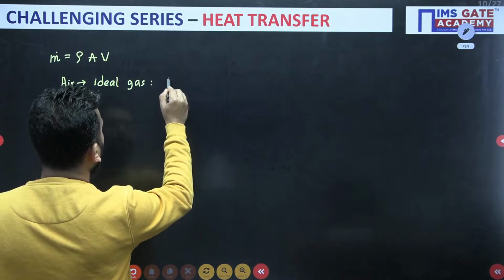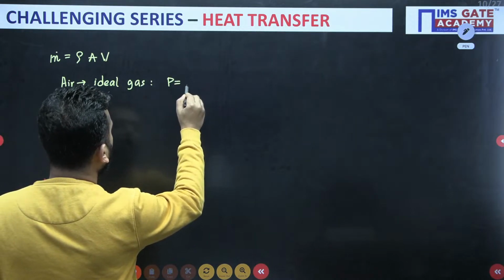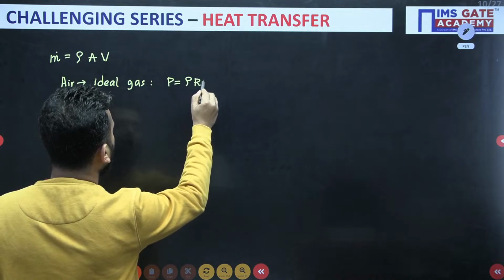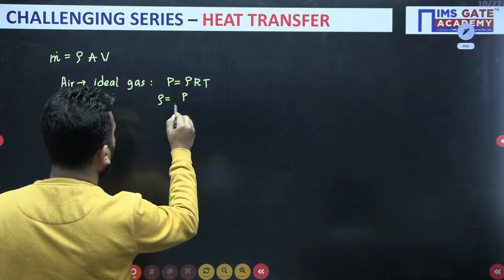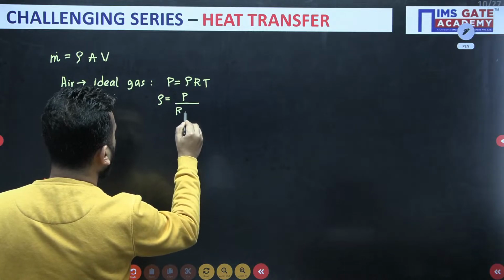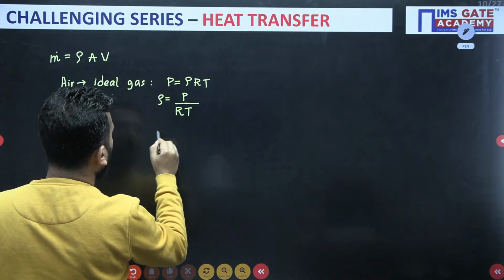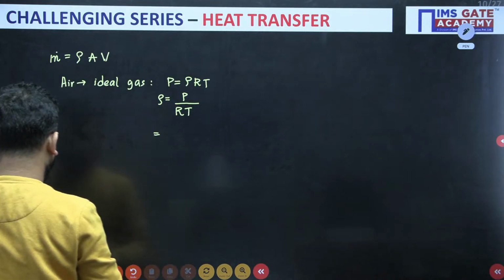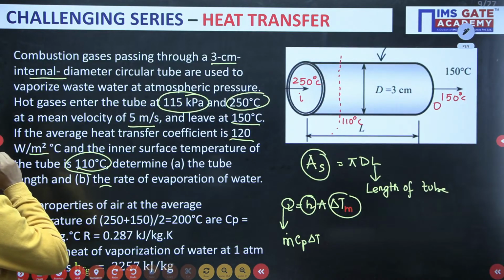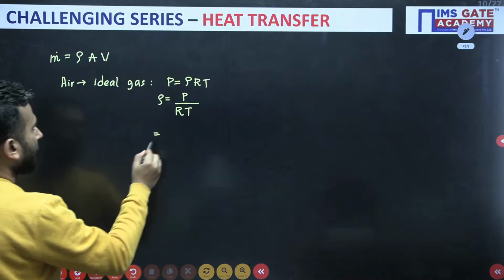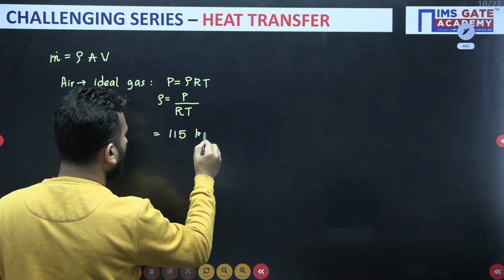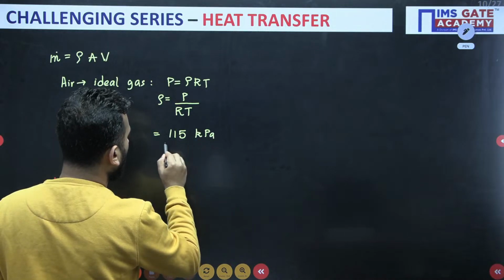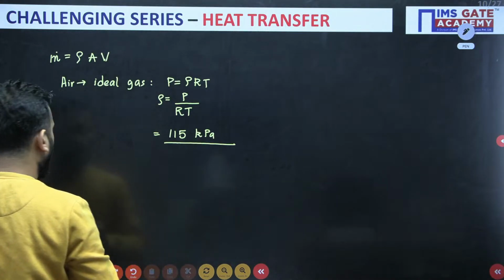So P is equal to rho R T. So rho I can find out by P by R T, and P is given as 115 kilopascal. What is R? 0.287.